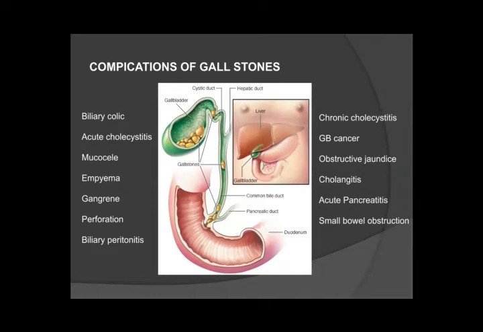Cholangitis is also an inflammation and infection that originates in and around the gallbladder, and it can ascend up into the liver as well, hence known as ascending cholangitis. Acute pancreatitis, like we discussed, can occur. And last but not least, small bowel obstruction. If the gallstone erodes through the wall of the gallbladder or the biliary tree, entering the duodenum, and is unable to pass through the cecum and down the pathway, it can obstruct the small bowel as well.